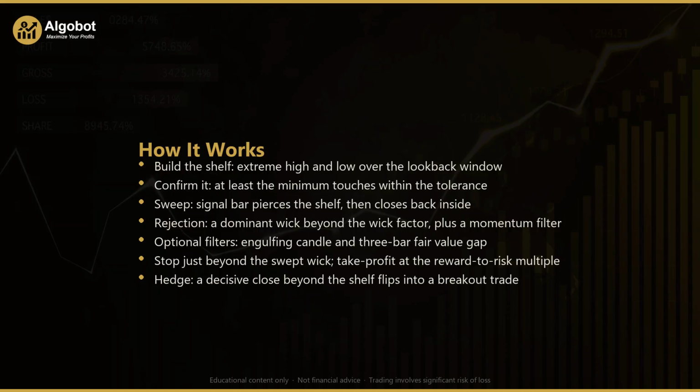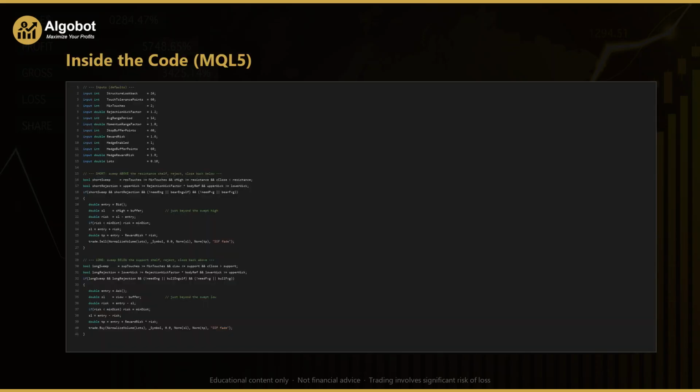Finally, the hedge. While the fade is open, the strategy watches for a candle that closes beyond the shelf by a buffer amount. If that happens, the break was real, so it opens an opposite position to ride the breakout, with its own stop just inside the broken level. When the original trade resolves, any surviving hedge is closed, so the basket always returns flat, one clean cycle at a time. Let's look at the actual MetaQuotes language code, the way you'd see it in MetaEditor.